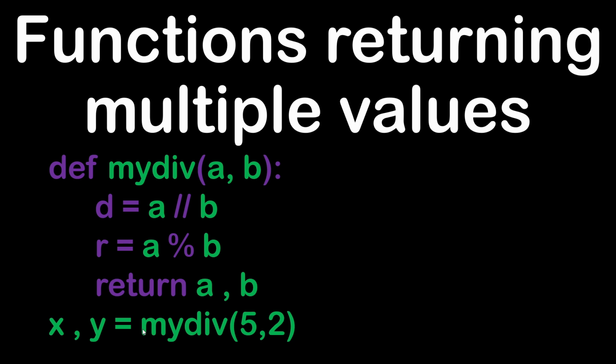And in order to be able to use these two values, when I'm using my function, let's say my div 5, 2, I will have to store these two values in two different variables. And this is why I provided here x, y is equal to the result of my div 5, 2.